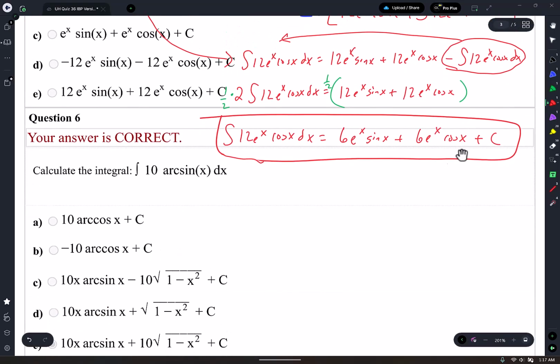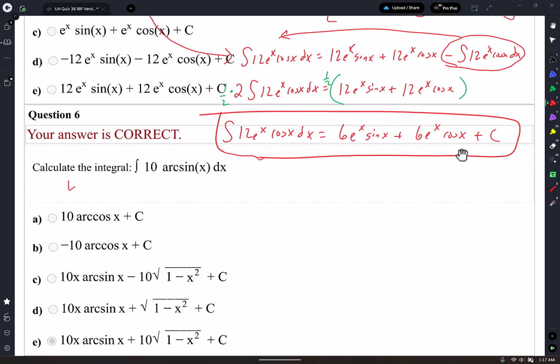All right, on this one, what we're going to do is, again, we take our LIPET, and you can already see this arc sine, that is your inverse. So it's an inverse trig, I know, but it's still an inverse, so that's going to be your u. And you can make a case of taking that 10 on the outside, but just leave it. So your u is equal to arc sine of x. And so that means your du is going to be 1 over the square root of 1 minus x squared dx. So v and dv. Your dv is 10 dx, so your v is going to be 10x.